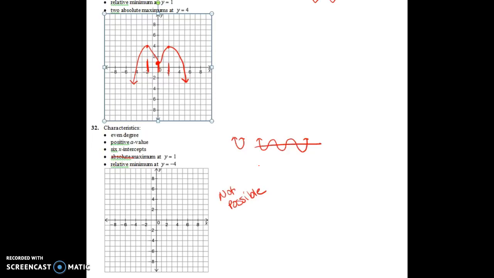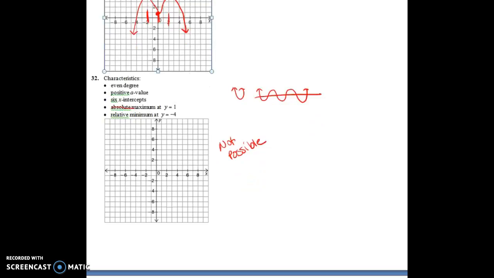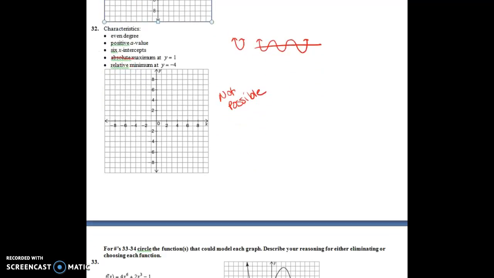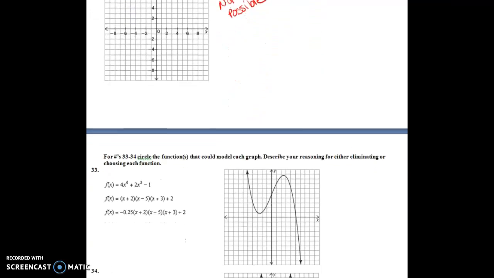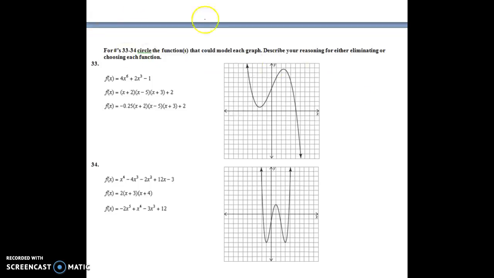There are just a few more graphs on the next page that cover Chapter 3, and those are questions 33 and 34. If you look at the next page, these are just multiple choice. We saw some of these again in a previous chapter as well.